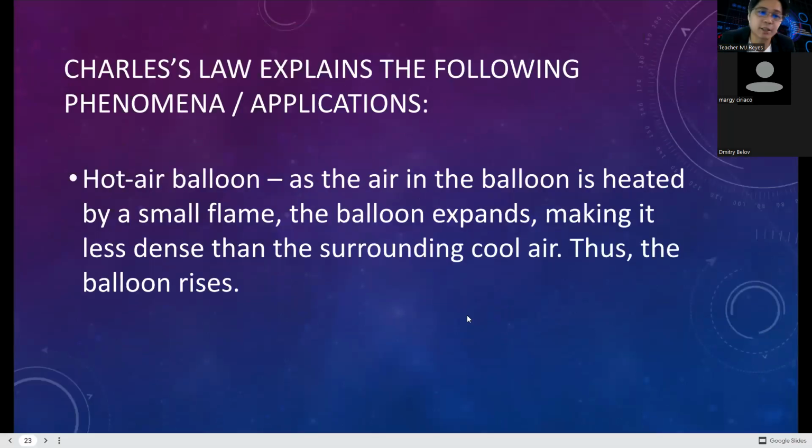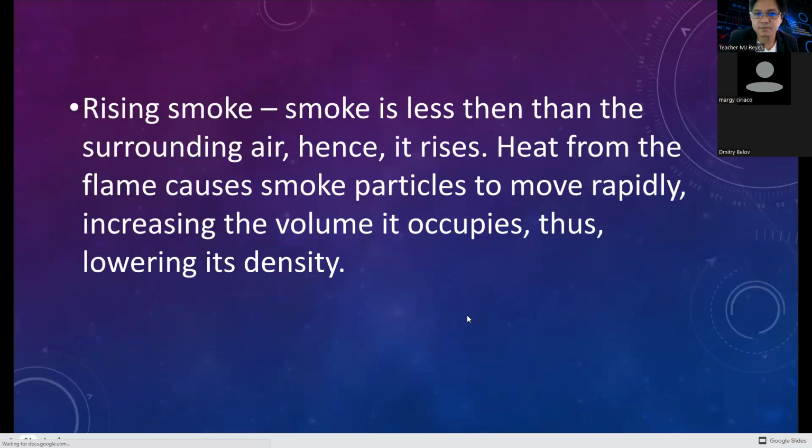These are the practical applications of Charles' law. We have the hot air balloon. Number one, as the air in the balloon is heated by a small flame, the balloon expands, making it less dense than the surrounding cool air. Thus, the balloon rises. Next, rising smoke. Smoke is less dense than the surrounding air, hence it rises. Heat from the flame causes the smoke particles to move rapidly, increasing the volume it occupies, thus lowering its density.